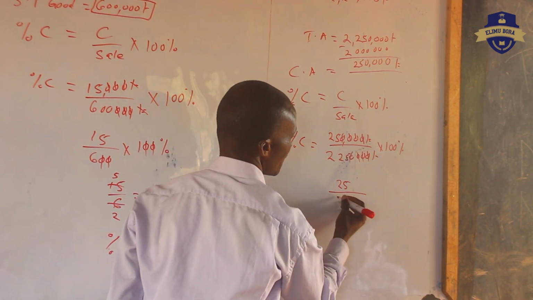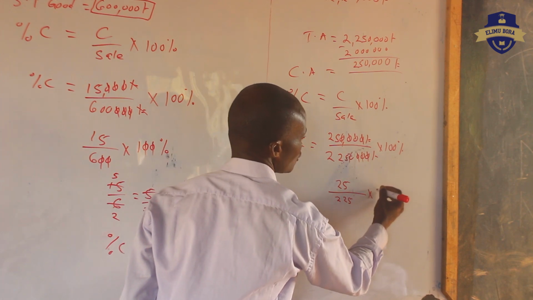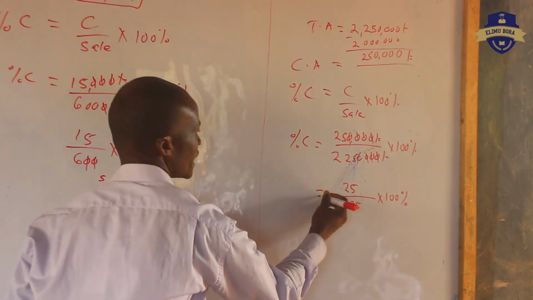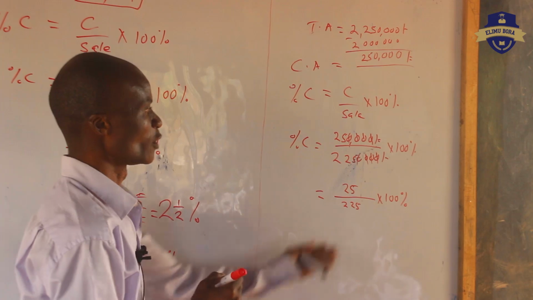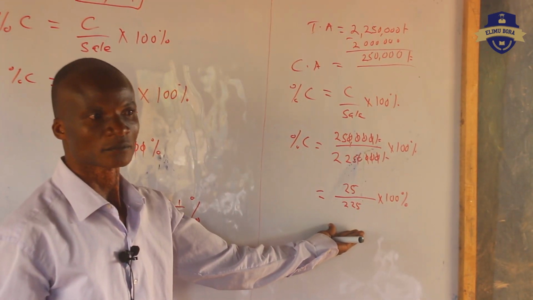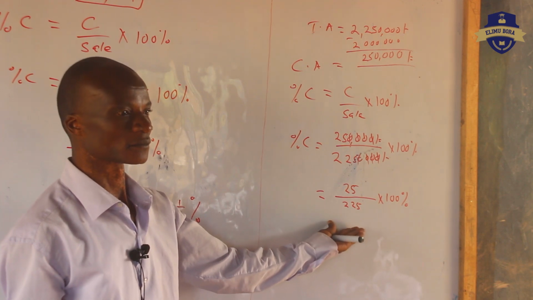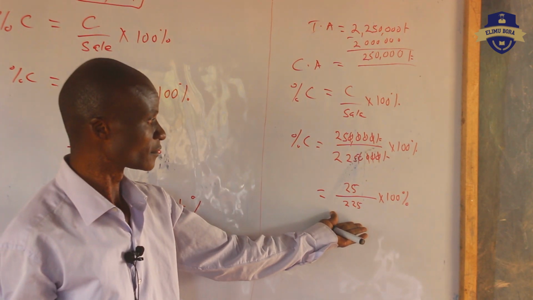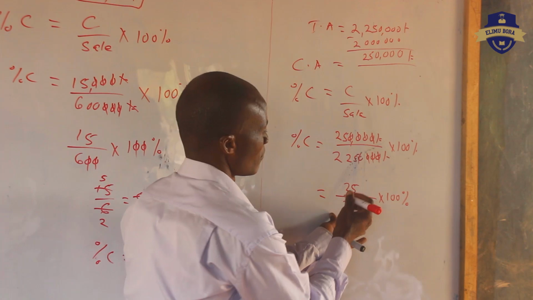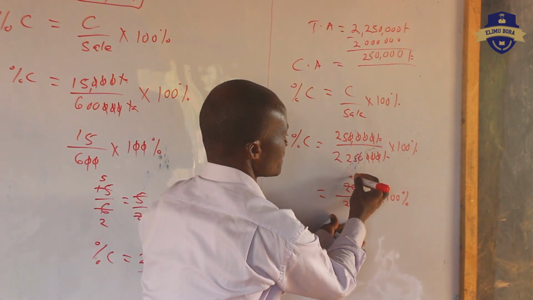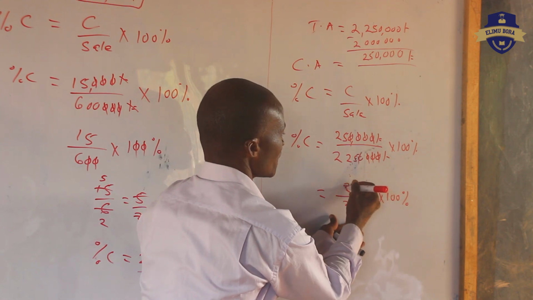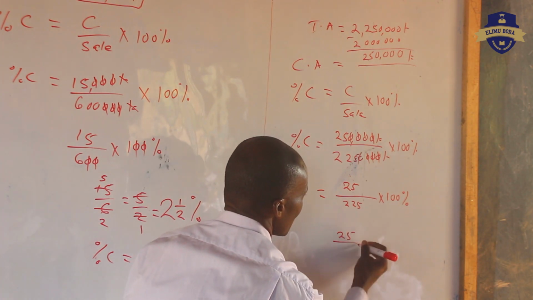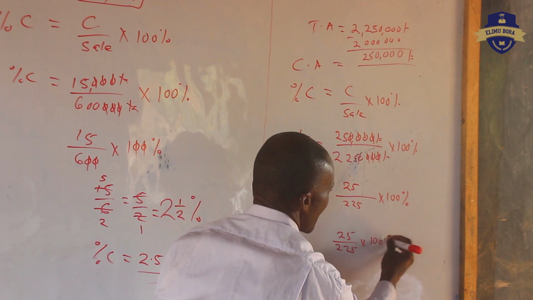25, this is 225, times 100%. That's our next step. How do we simplify here? Dividing. Which number can we use? 5, yes. Let us not work it there, but in the next step, so that some of us should not get confused. Now it is 25 out of 225 times 100%.